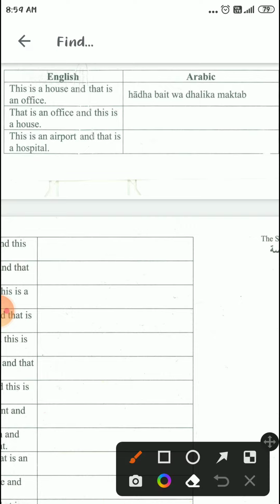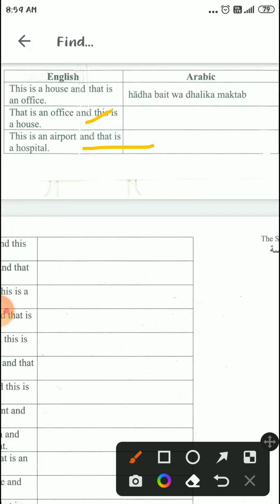And that is an office. وذلك مكتب. That is an office. ذلك مكتب. And this is a house. وهذا بيت.